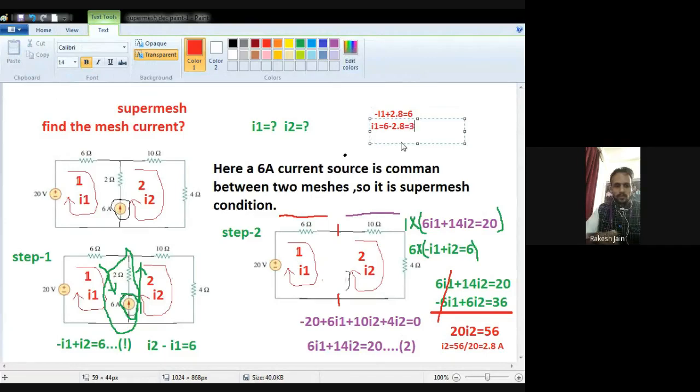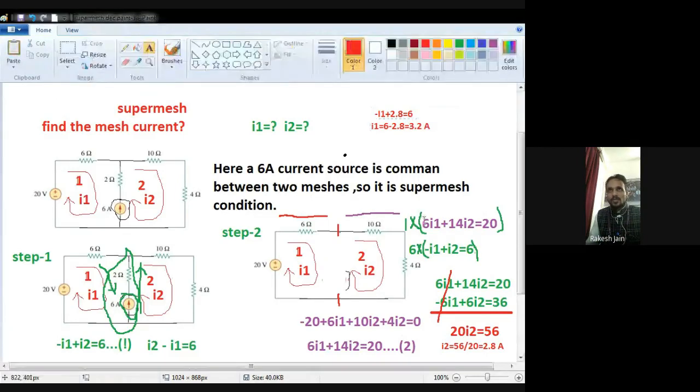Now we have to find out what the mesh currents are. It means I have to find out what is I1, and I have to find out what is I2. Okay. So now solve these two equations, very simply. See very carefully. This is my equation number second.